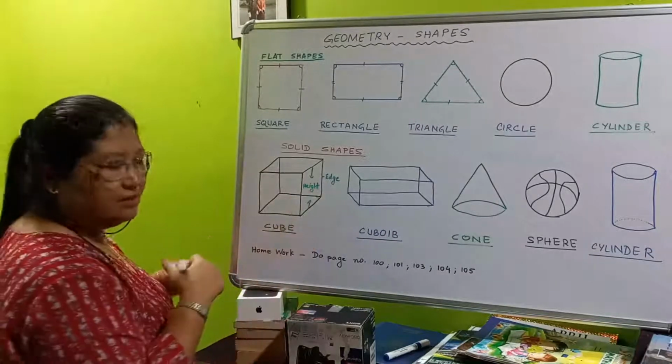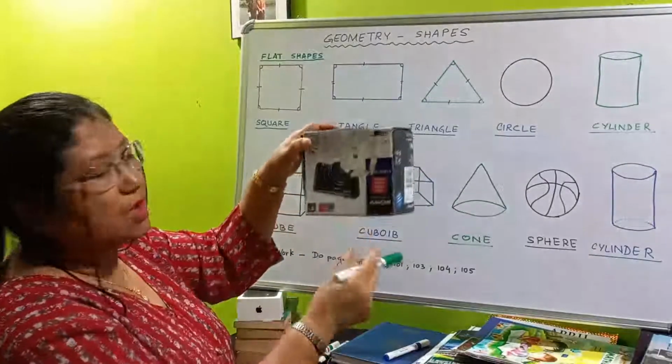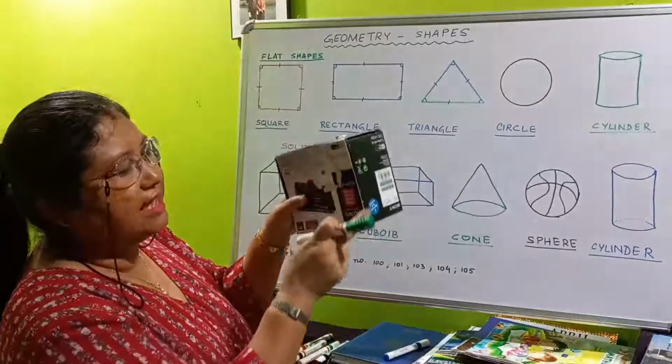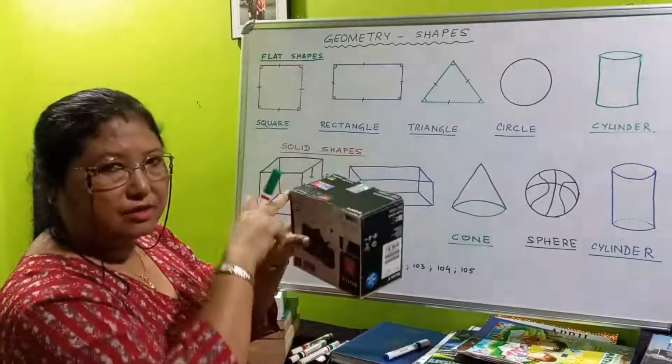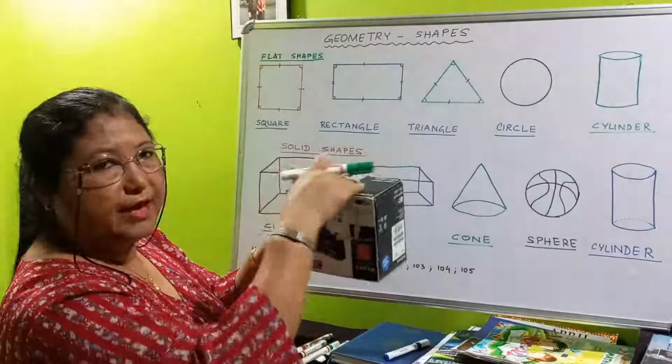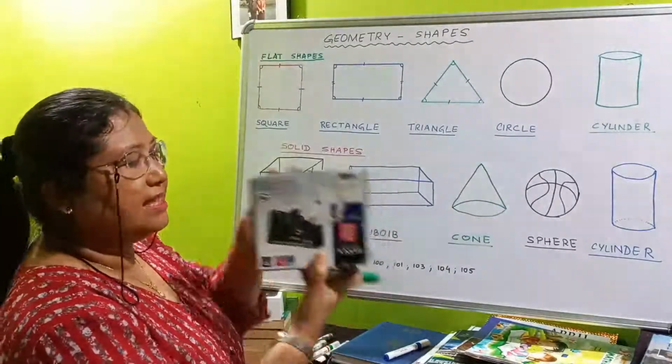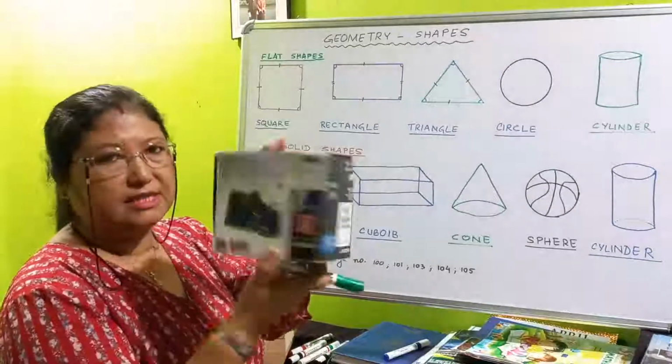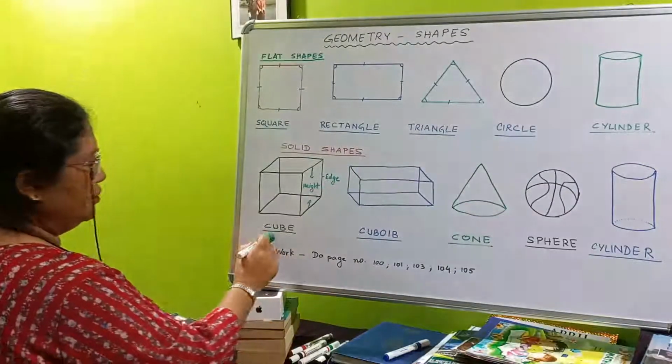H-E-I-G-H-T, height. Okay, now this is the height of the box, and these are the edges, and these are corners. Okay, and these are faces. Understood? So, this kind of solid surface is called a cube.